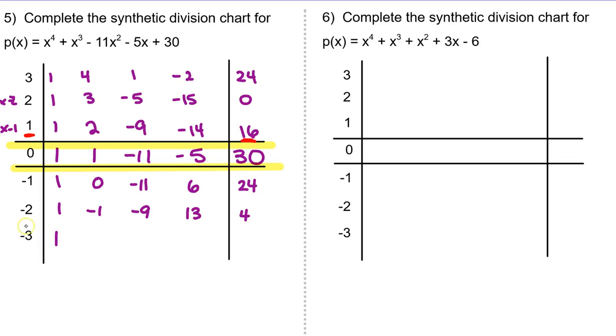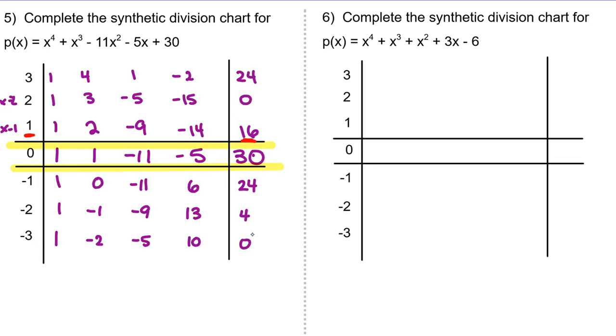Bring down the 1. 1 times -3 is -3, plus 1 is -2. -2 times -3 is 6, plus -11 is -5. -5 times -3 is 15, minus 5 is 10. 10 times -3 is -30, plus 30 is 0.